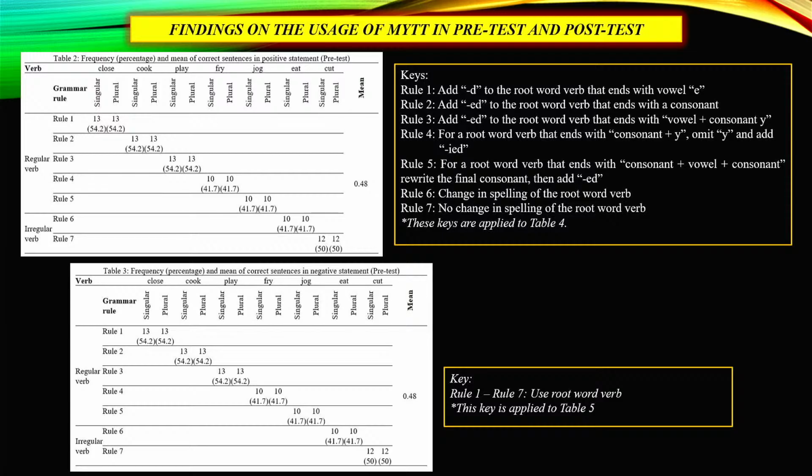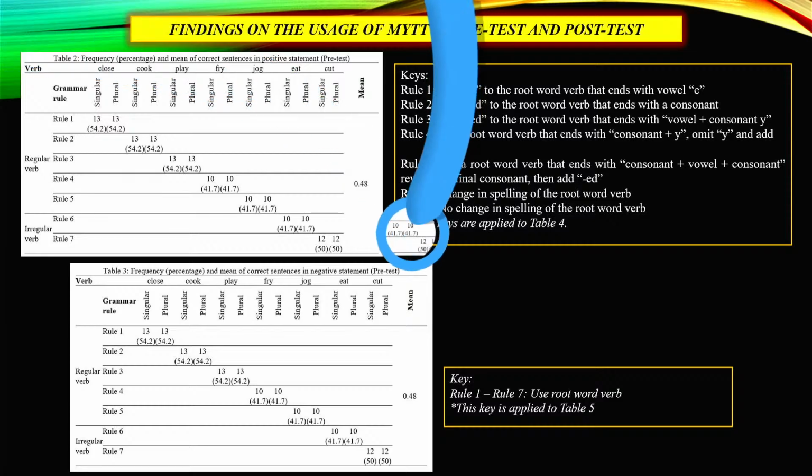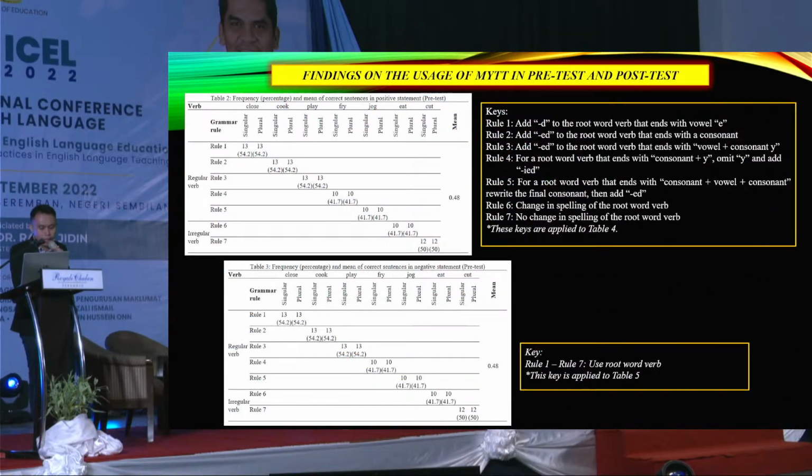The easiest rule to be remembered, of course, is rule number 1, add D to the root word verb that ends with a vowel E. Okay, so as we can see on the slide itself, the verbs close, cook, and play came out with quite a high mean score. This is probably because these verbs apply the easiest grammar rules in this MyTT.